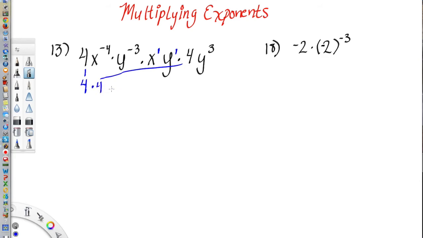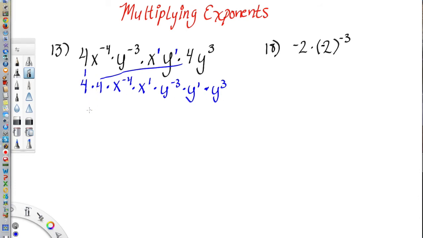Okay, then I'm going to put all my x's: x to the negative 4th power times x to the 1st power, and that's it for the x's. And then when it comes to y, I've got y to the negative 3rd power times y to the 1st power, and then y to the 3rd power. You might say, well, what about the 4? Well, remember I put the 4's up here. I put the coefficients together, and I'm just multiplying straight through.